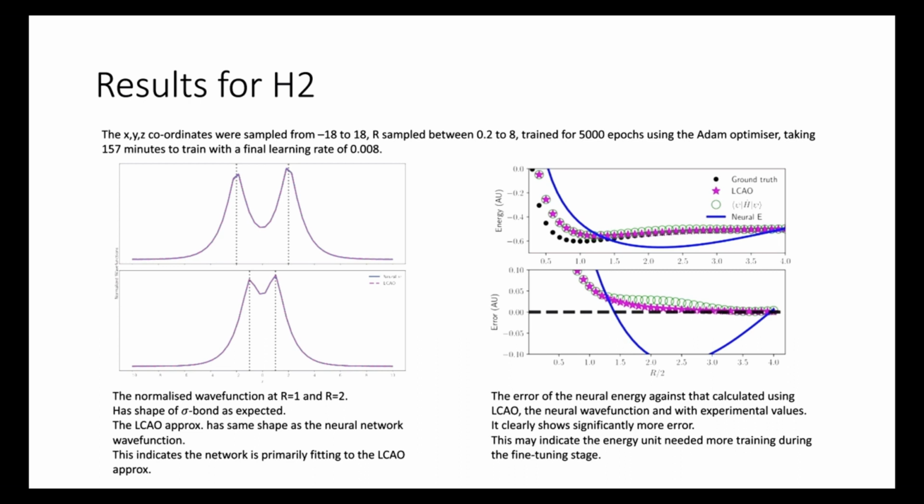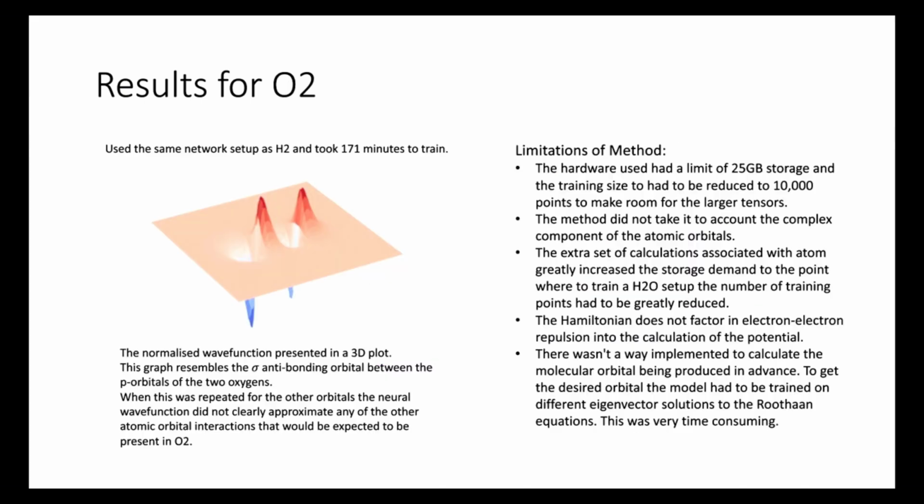When analysing the error of the neural energy on the right, there is a much larger difference with the ground truth than in the original paper. There weren't many changes made to the energy unit as I was mainly concerned with the wave function during the development. So it's unclear what change caused the increase in error. One reason might be that there wasn't enough training performed during the fine-tuning phase, or the lowered number of training points may have caused inaccuracies.